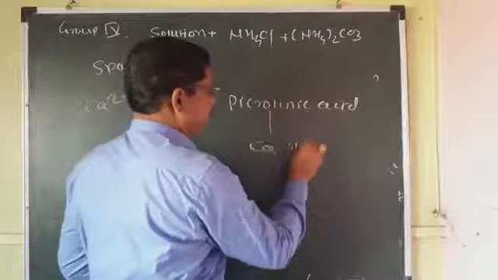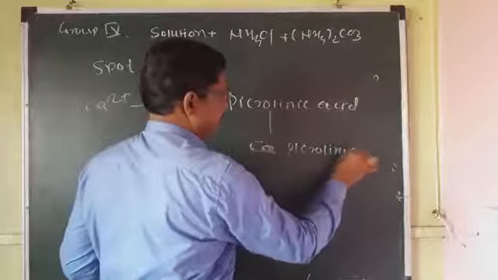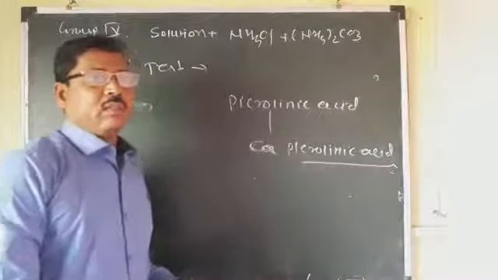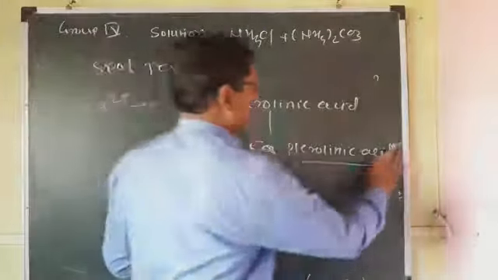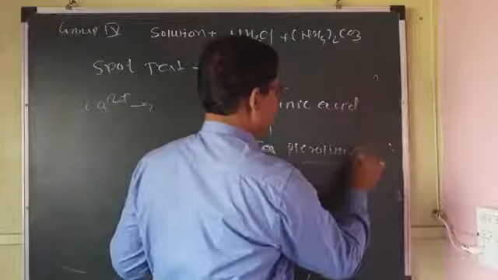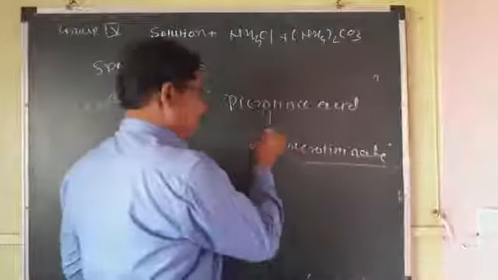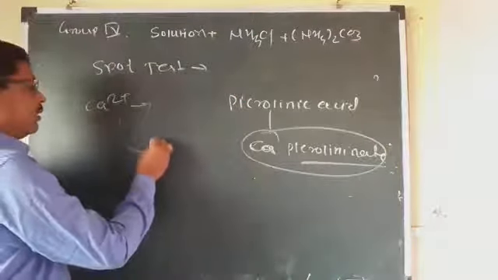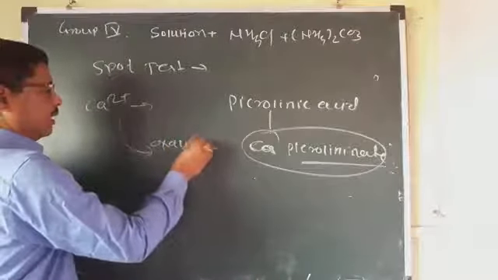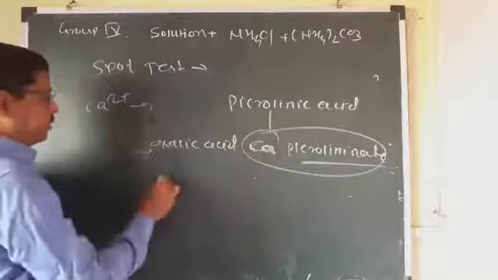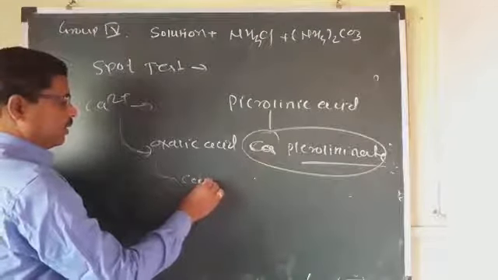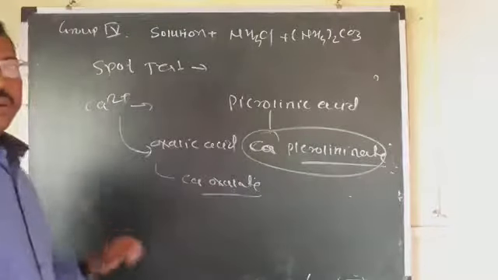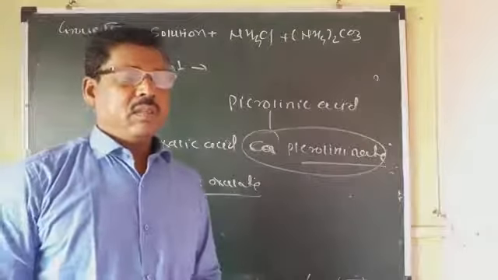A white PPT of calcium picrolonate is formed. One more test: oxalic acid is used for the identification of calcium, forming a PPT of calcium oxalate. Calcium oxalate, okay, and therefore the calcium is confirmed.